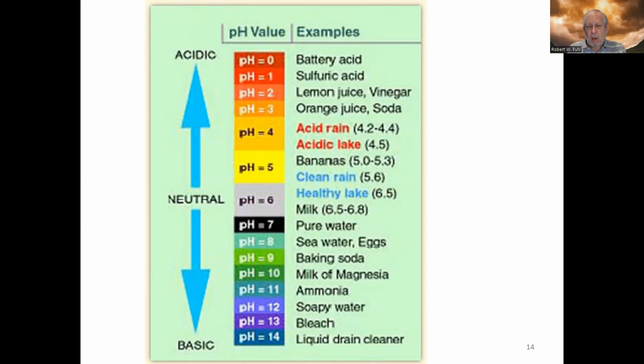pH of 8, seawater or eggs. pH of 9, baking soda. pH 10, milk of magnesia. pH of 11 is ammonia. pH of 12 is soapy water. Bleach is 13, and liquid drain cleaner is 14. You don't want to be on either end of this. The closer you are to the middle, the better off, the safer you're going to be.